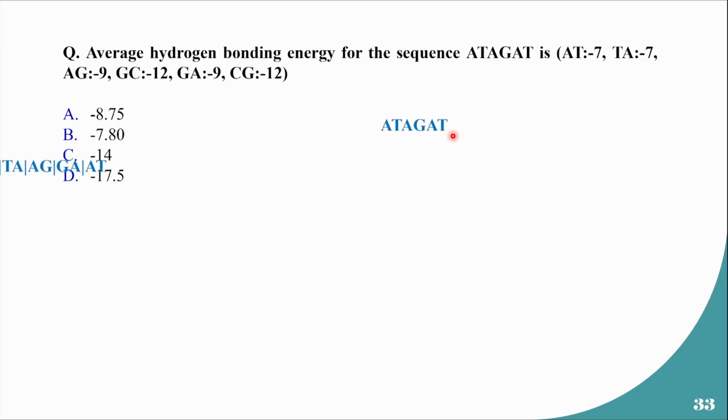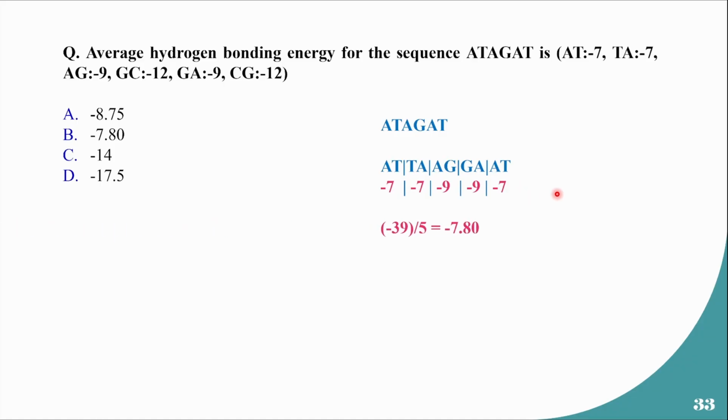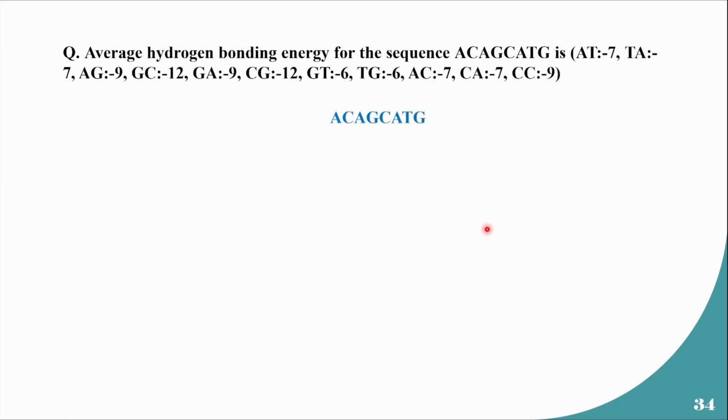A very good example here could be, let's say we have the hydrogen bond energy for the sequence AT-AGAT, and we have been given that the energy for AT is -7, TA is -7, AG is -9, and so on. So what you can do is decompose this entire sequence into overlapping dinucleotides and add up all of these overlapping dinucleotide values. You can get an average, and that will give you an ultimate value of minus 7.80. So that could be a handy way of proceeding with this sort of calculation, right?